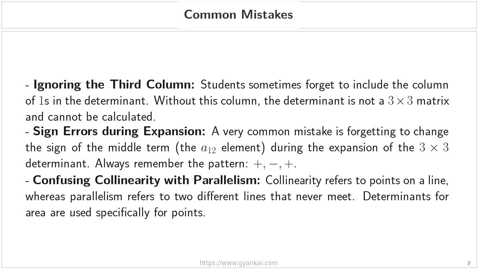Now, before we wrap up today's lesson, I want to pause and highlight a few common pitfalls. Even if you understand the concept of collinearity, these small errors can lead to incorrect answers in your exams. Keep these tips in mind, and you'll be able to approach these problems with much greater accuracy.